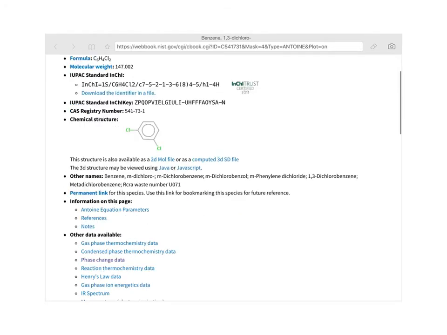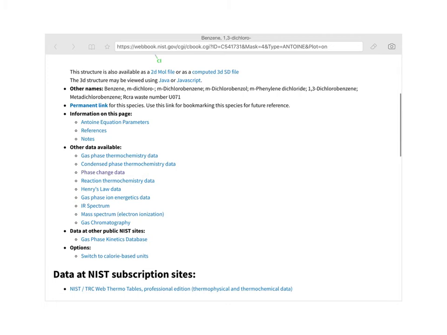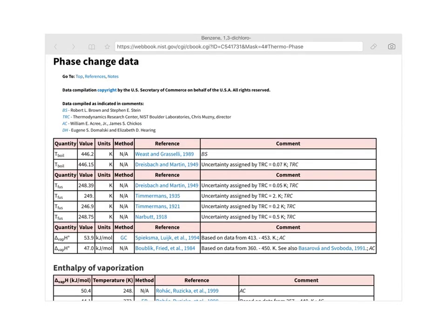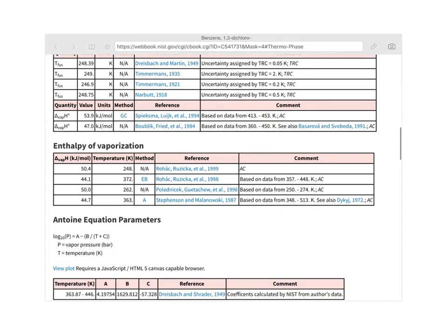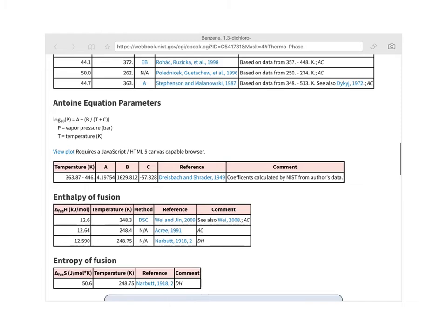And we'll scroll down here to, let's see, the Antoine equation parameters. Sometimes you can get it there, sometimes from phase change data. If we go to phase change data, you see other things that are here, including heat of vaporization. But there's the Antoine's equation parameters. Now, the parameters come from this article, the data in this article, and it says here the coefficients were calculated by NIST from that data. And here are the coefficients. And it's in the temperature range 363 degrees K to 446 K.